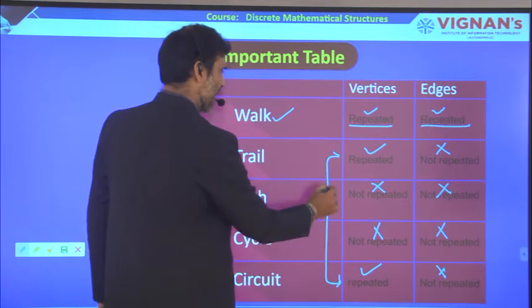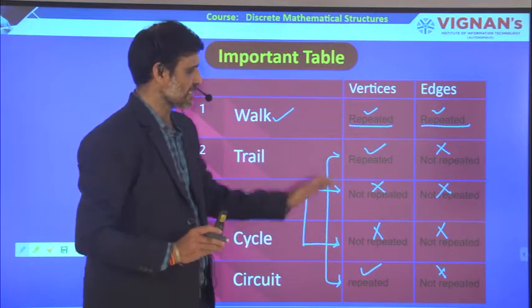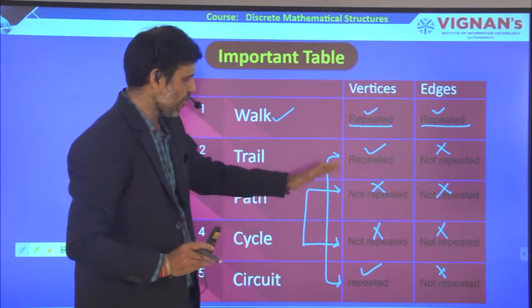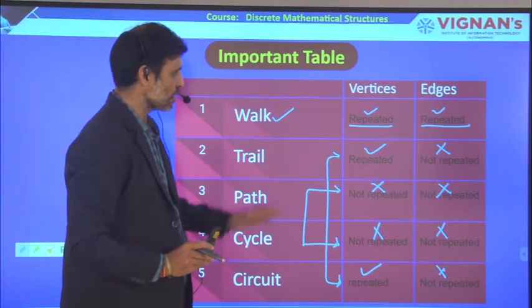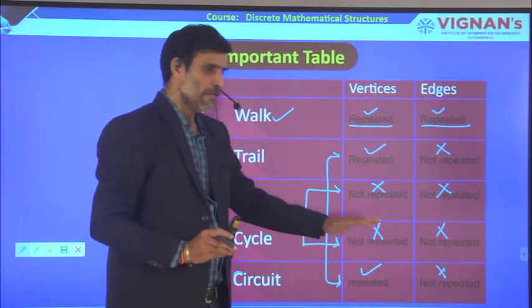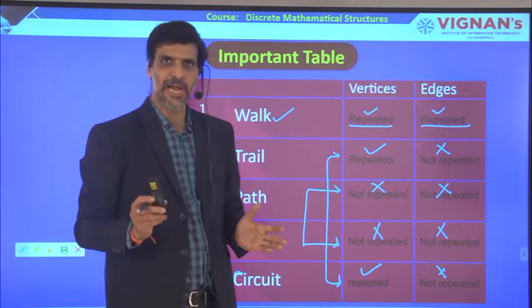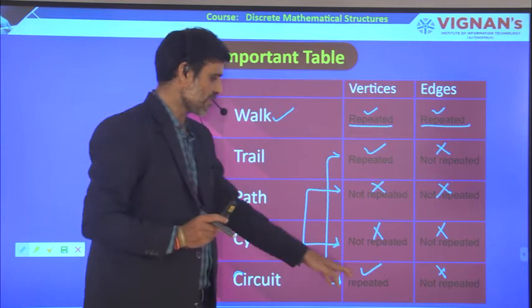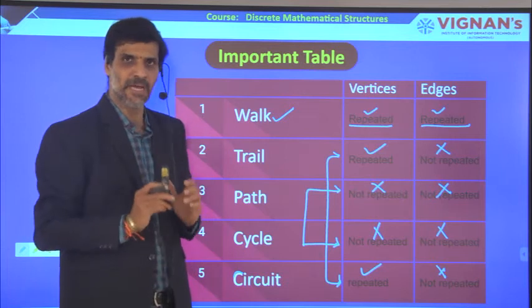And coming to the path and cycle, both edges and vertices will not be repeated. Coming to the trial and circuit, vertices may be repeated but edges may not be repeated. But there is another way to define them. In a trial, the start vertex and the end vertex may not be equal. But in a circuit, the start vertex and the end vertex must be the same.